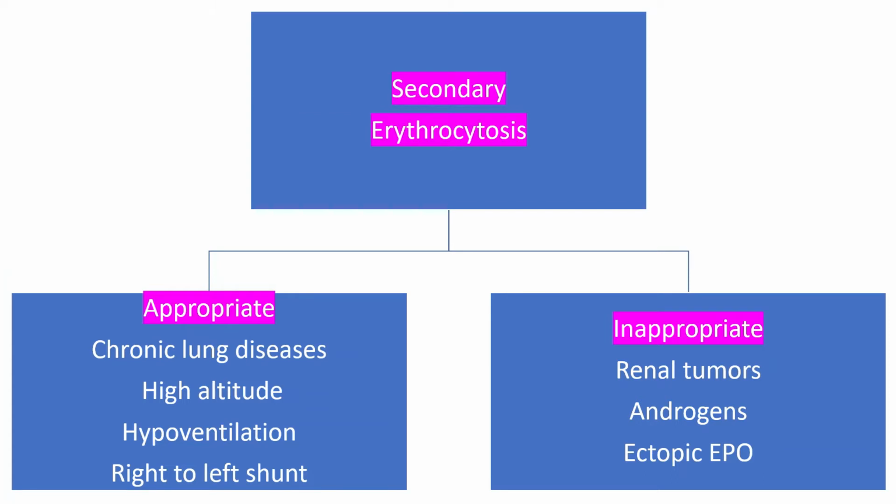There are actually secondary causes of erythrocytosis which we need to rule out. It could be appropriate, that means in the presence of hypoxia, or inappropriate, which is in the absence of hypoxia. Chronic lung disease, high altitude, hypoventilation, and right to left shunt in the heart will lead to hypoxia and an increment in erythropoietin, leading to erythrocytosis. But there are other causes, androgens, ectopic erythropoietin production, and renal tumors, which all may lead to secondary erythrocytosis in the absence of hypoxia.